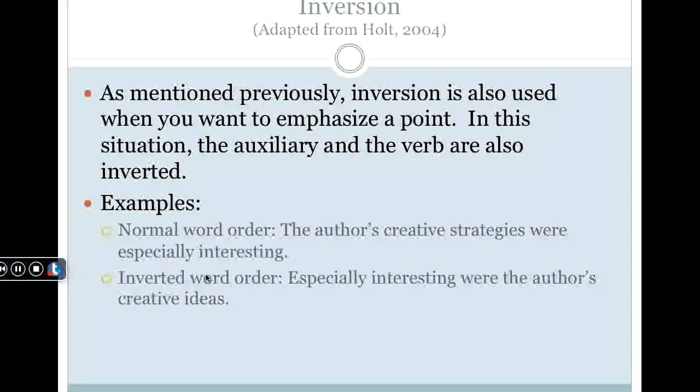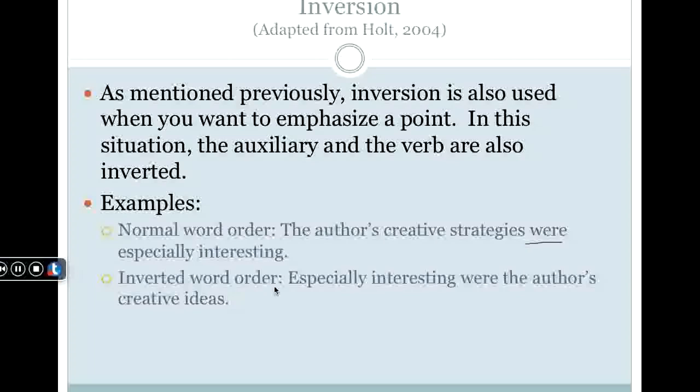Okay. So as mentioned earlier, inversion can also be used when you want to emphasize a point. In this situation, the auxiliary and the verb are also inverted. So here's another example of normal word order. Here we have, "The author's creative strategies were especially interesting." So we have the author's creative strategies as the subject, and then were especially interesting. Were is the verb here.